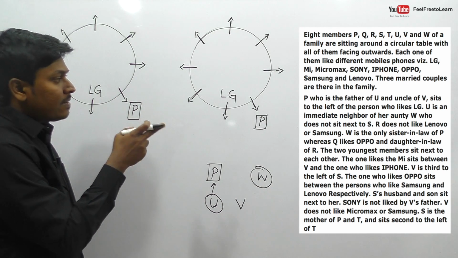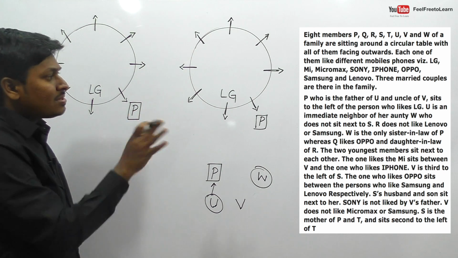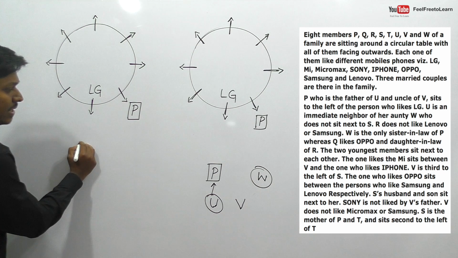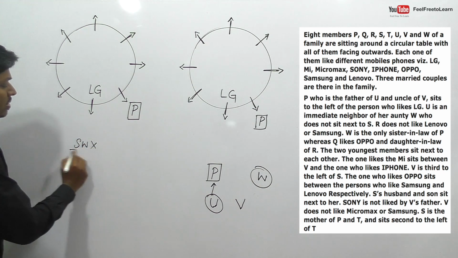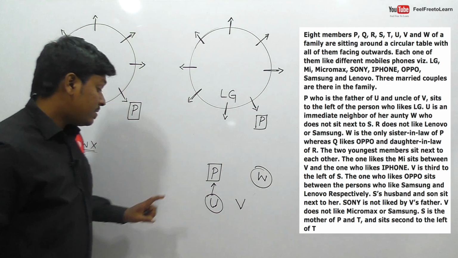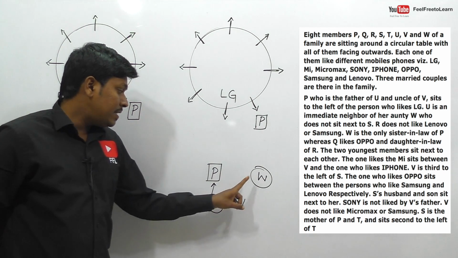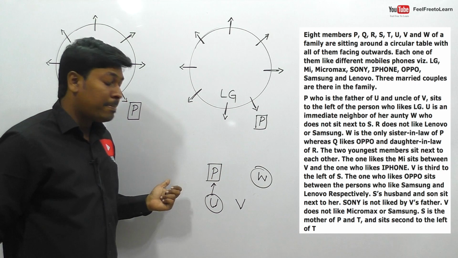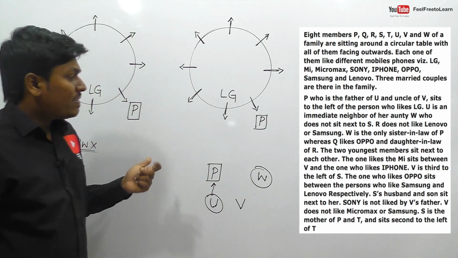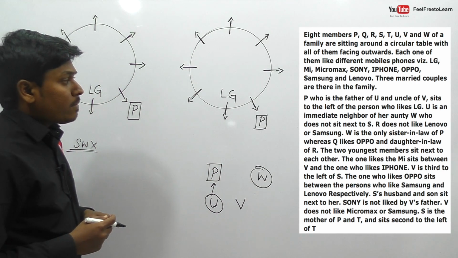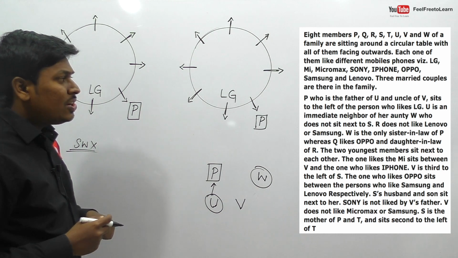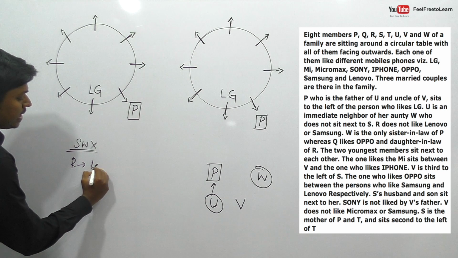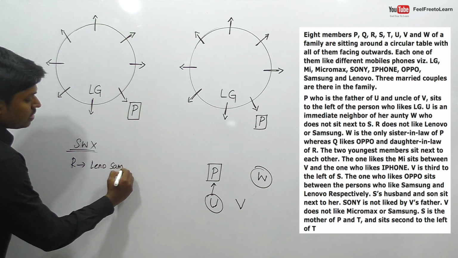And they have given another point, who does not sit next to R. That means S and W are not sitting together. Let me take it as a note that S and W are not sitting together. So friends, from this point we can say one thing: W can be V's mother, right? Or otherwise W can be P's sister. Okay, friends, next point: R does not like Lenovo or Samsung. So we can say that the person R does not like Lenovo and Samsung.